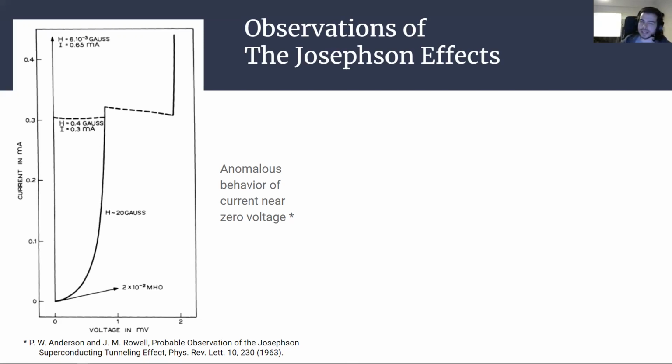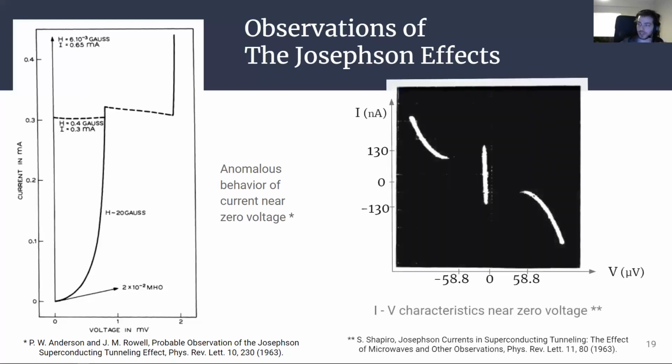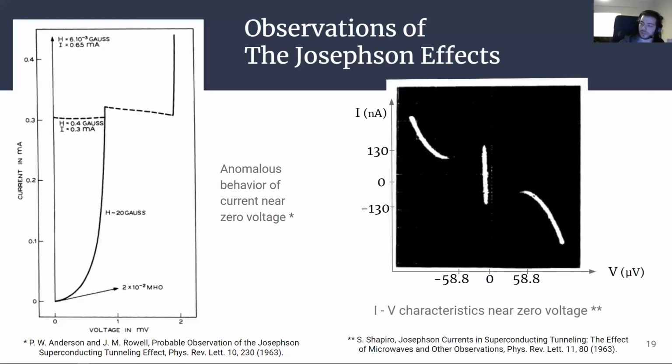I read the article a few times actually, and I think the word probable was there with good reason, because I couldn't really see the effect in what they have done, but one should admit that yes, there is an anomalous behavior, a weird behavior of the current near zero voltage. But I won't spend so much time explaining the data here, because we should focus more on what Shapiro did. Shapiro's title was Josephson Currents in Superconducting Tunneling.